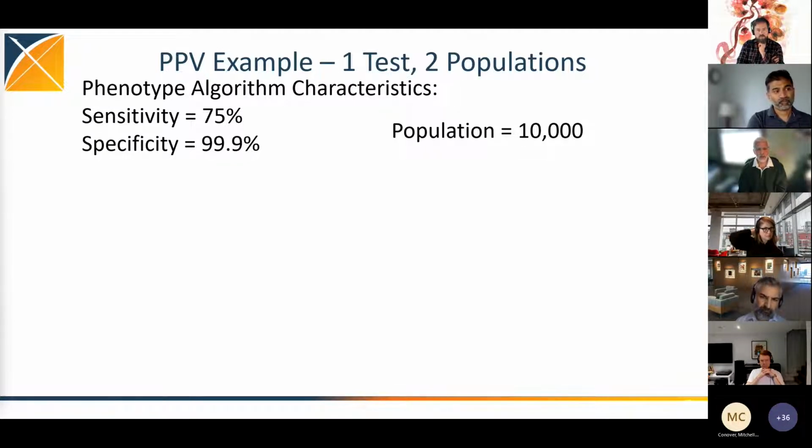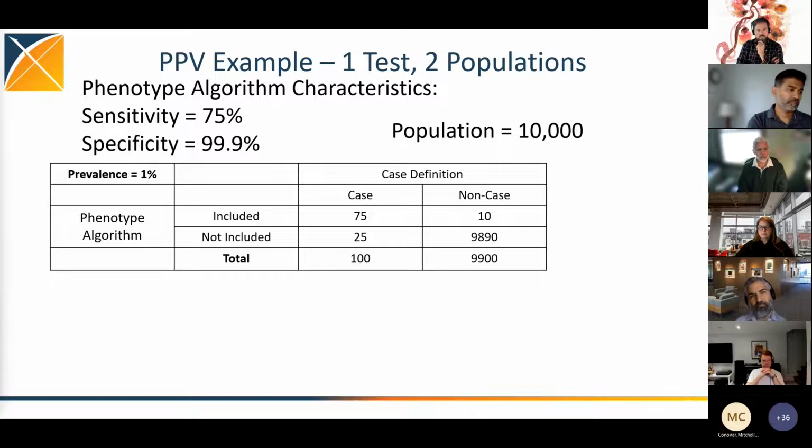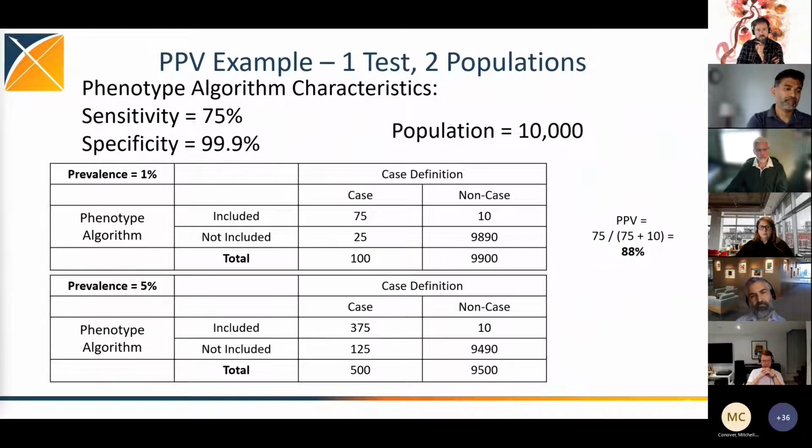So let's say you have one test, and we know the sensitivity and specificity: sensitivity of 75%, specificity of 99.9%, almost perfect. And you have 2 different populations of 10,000 people. The first population has a prevalence of 1%, and with that sensitivity and specificity, the positive predictive value would be 88%. The second population, where the prevalence is 5%, using that same test, the positive predictive value would be 97%.